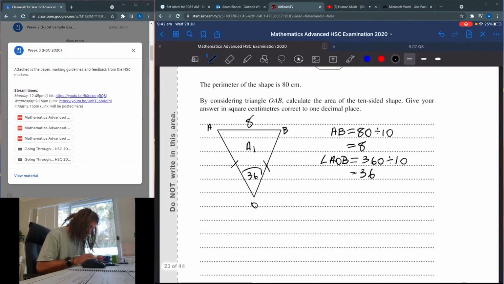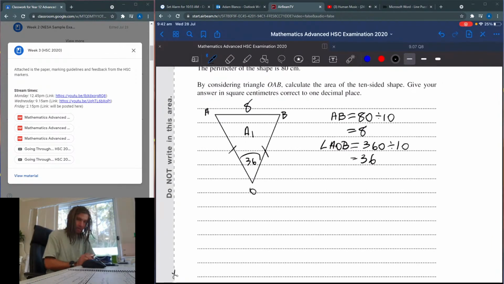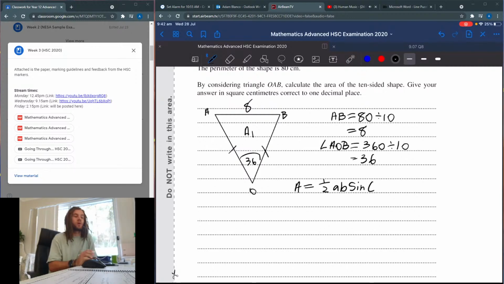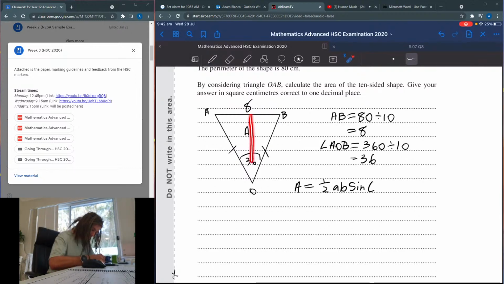Now, at the end of the day, I want to find the area. So it's a non-right angle triangle. So the area is, I think this is on your reference sheet as well, but I always remember it's half AB sine C. So that's how you find the area of a non-right angle triangle if you don't know the perpendicular height, because I don't know anything about this triangle. So that's a half. The only angle that I know is this one. So I'm going to call that C.